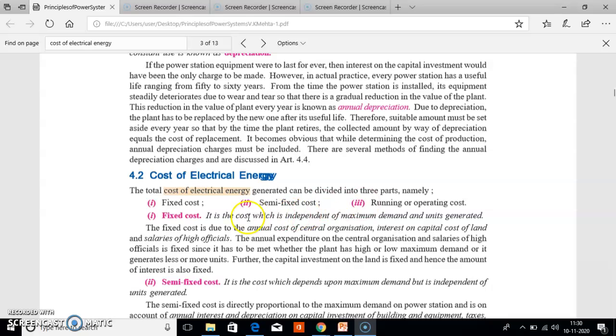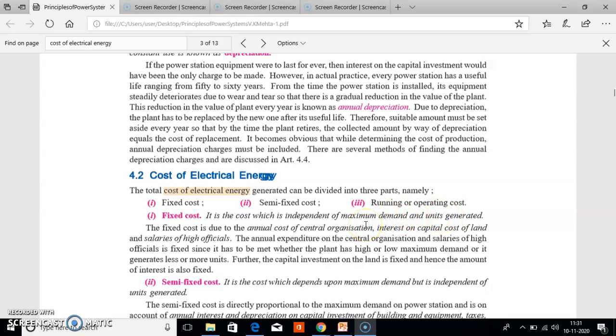The first one is fixed cost. As mentioned in the name, the fixed cost is a constant cost, and it is independent of both maximum demand as well as units generated.